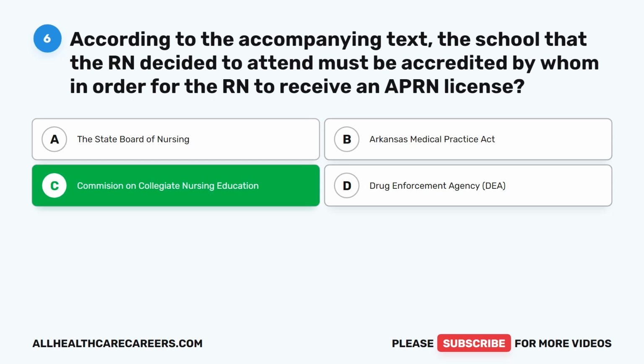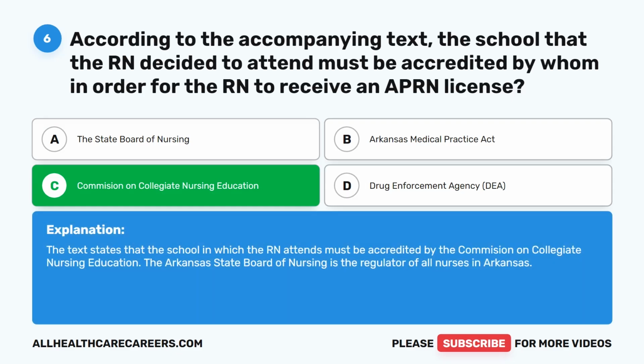Commission on Collegiate Nursing Education. The text states that the school in which the RN attends must be accredited by the Commission on Collegiate Nursing Education. The Arkansas State Board of Nursing is the regulator of all nurses in Arkansas.